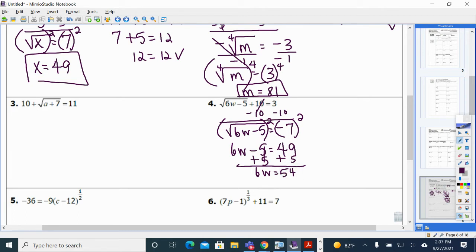And we get 54 and divide by the 6. 54 divided by 6 is 9. But now we're going to plug this back in and check it. So the square root of 6 times 9 minus 5 and then plus 10 is supposed to be equal to 3. So again, I'm just going to go to my calculator and put in that left side.